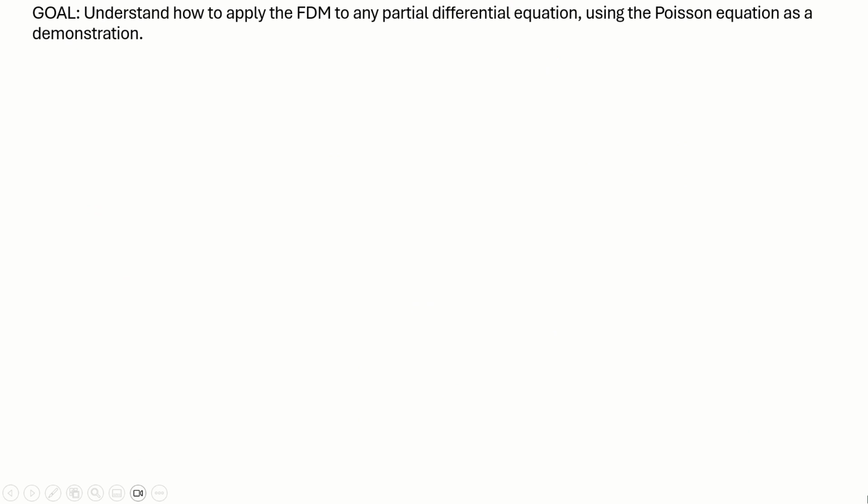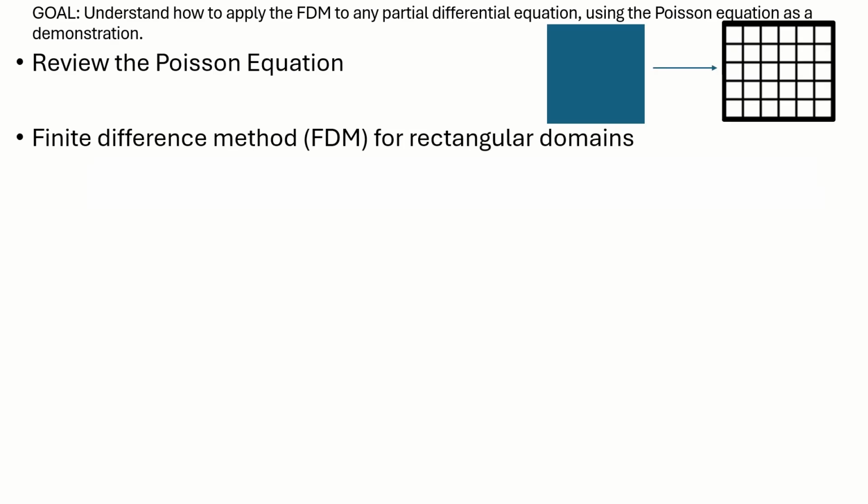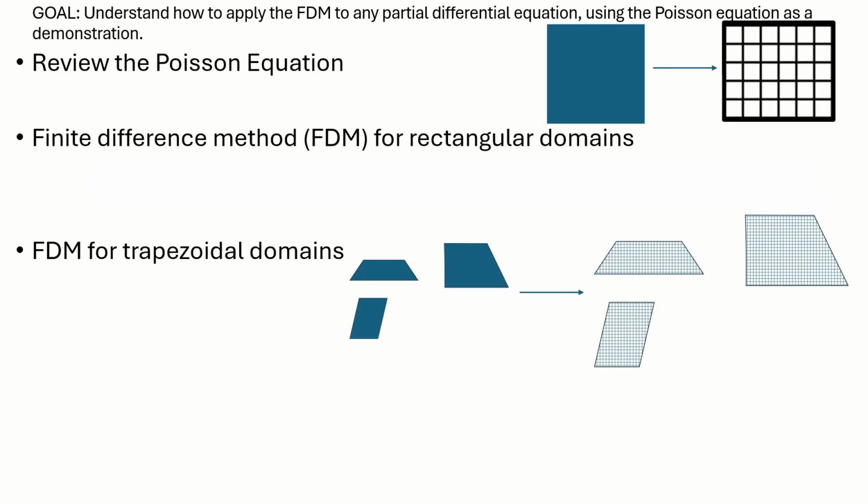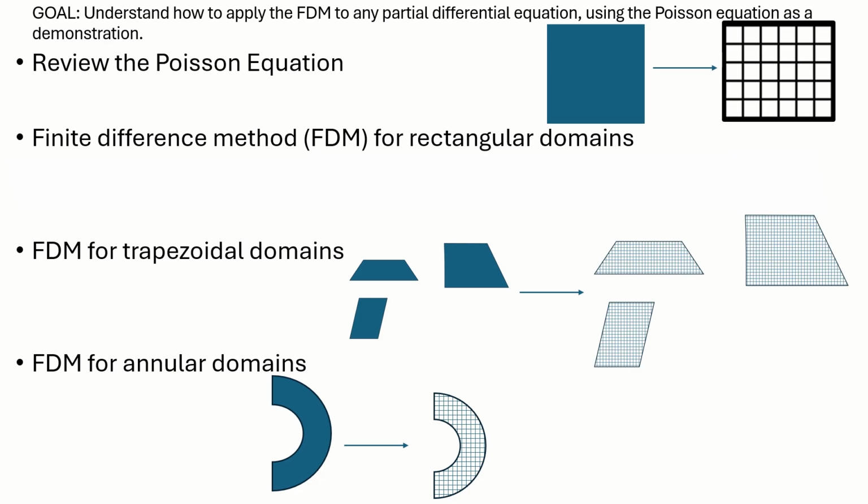Today we're going to discuss how to use the finite difference method to solve a partial differential equation, using the Poisson equation to demonstrate. We'll begin by reviewing the Poisson equation, and then we'll discuss the finite difference method for rectangular domains, trapezoidal domains, and annular domains.